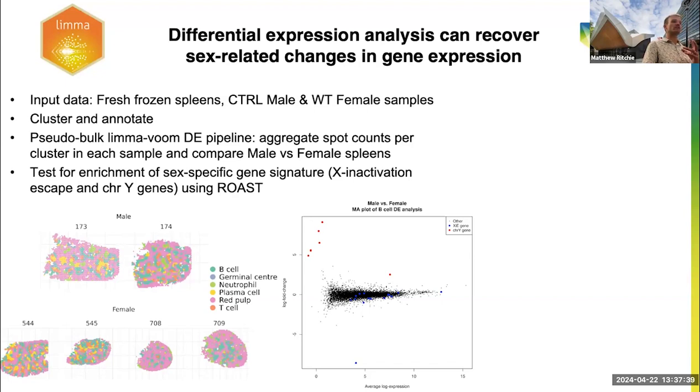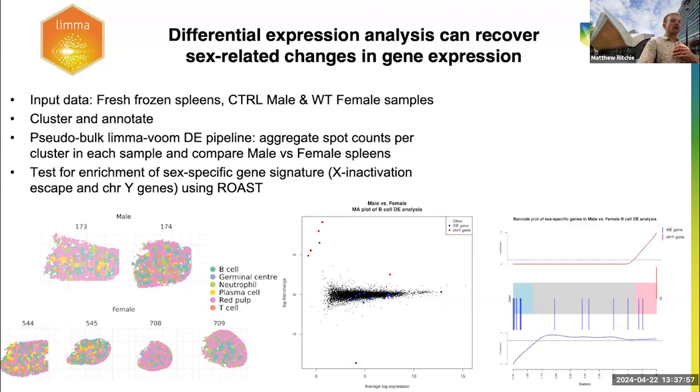You can see very clearly the Y chromosome genes are up in the males, as you'd expect. They're present there and absent in the females. And some X escape-related genes are more abundant in the female samples and thus are downregulated in this comparison. If you look at the ranks of those genes in your differential expression analysis, they are indeed where they should be. The Y genes are up and the X genes tend to be down.